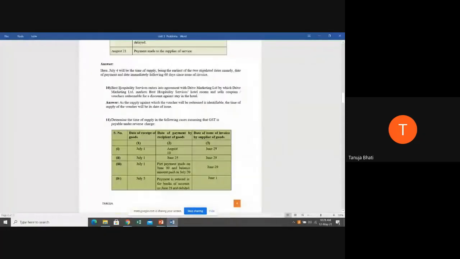Best Hospitality Services enters into agreement with Drive Marketing Limited, by which Drive Marketing Limited markets Best Hospitality Services hotel rooms, and sells coupon vouchers which are redeemable for a discount against stay in the hotel. So what is this particular problem telling us? That this particular company is selling the coupons which can be redeemed against the stay in the hotel. So when it is coupons or vouchers, what is the time of supply, students?